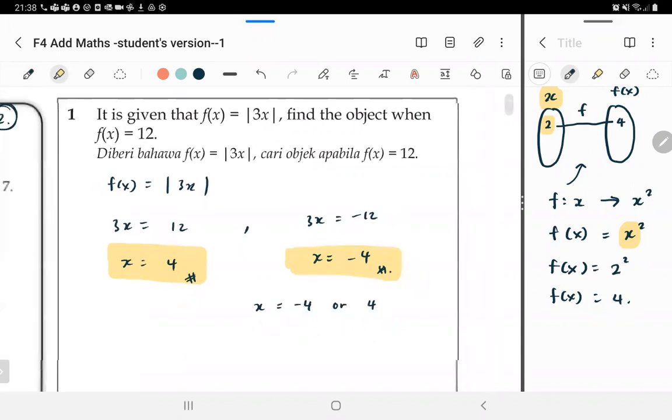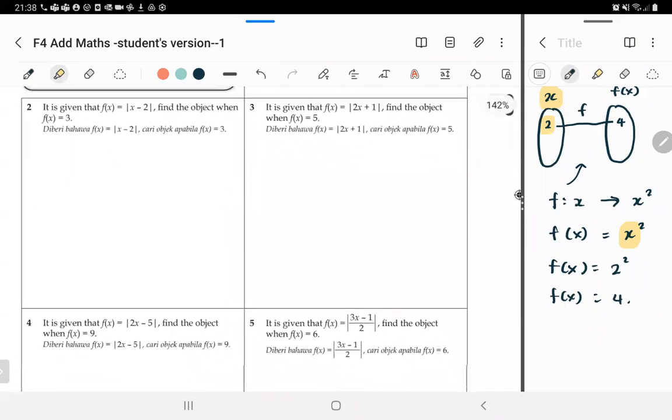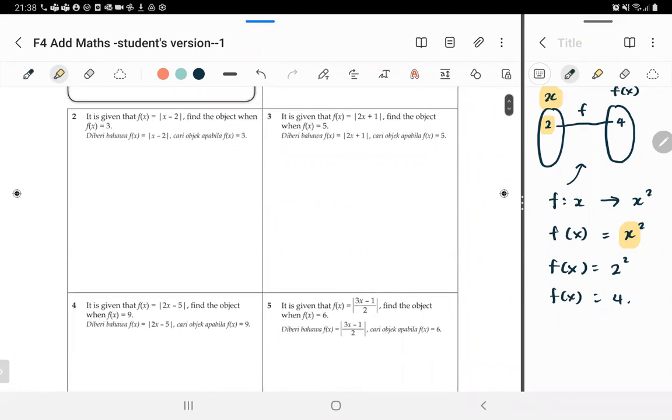Okay, let's try this one. Can you see or not? Can these 4 questions be finished in like 5 minutes or not? Should be okay, huh? Okay, we try. Get it done in 5 minutes.